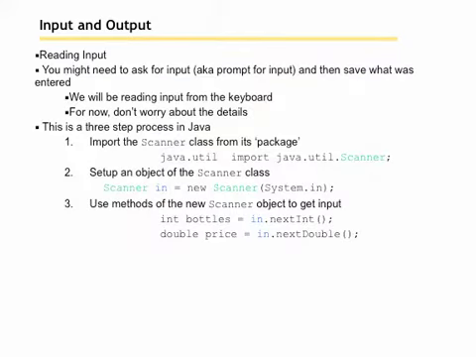Input and output. It's helpful to be able to get information into our programs, and it's useful to get information out of our programs. So you might need to prompt the user for input and then save what they entered. We will be reading input from the keyboard. We're not going to worry right now about reading from files. That's beyond the scope of the class.